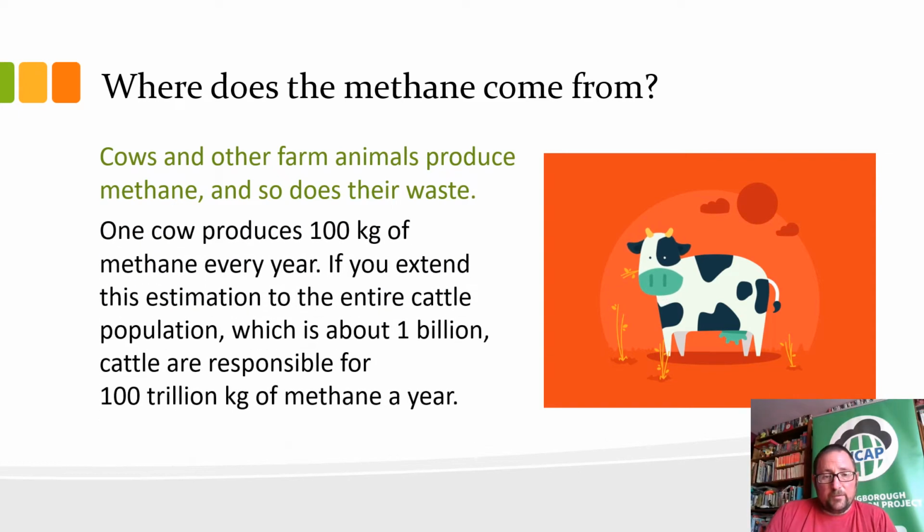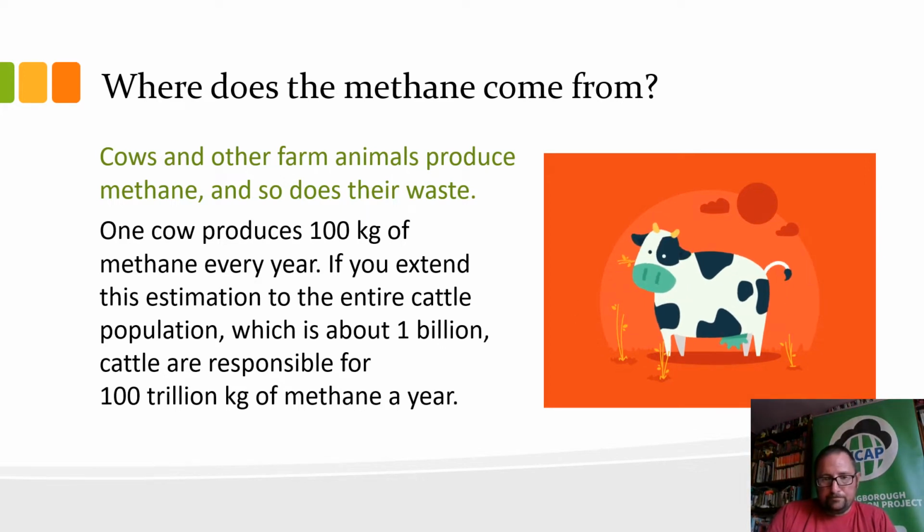Where does methane come from? Well, my comic illustration shows that it comes from one end of a cow. It actually comes from the other end. Cows tend to burp up to 100 kilograms, or on average 100 kilograms of methane every year. And if you extend this to the estimated population of the whole world's cattle, which is about 1 billion, they are responsible for 100 trillion kilograms of methane each and every year.